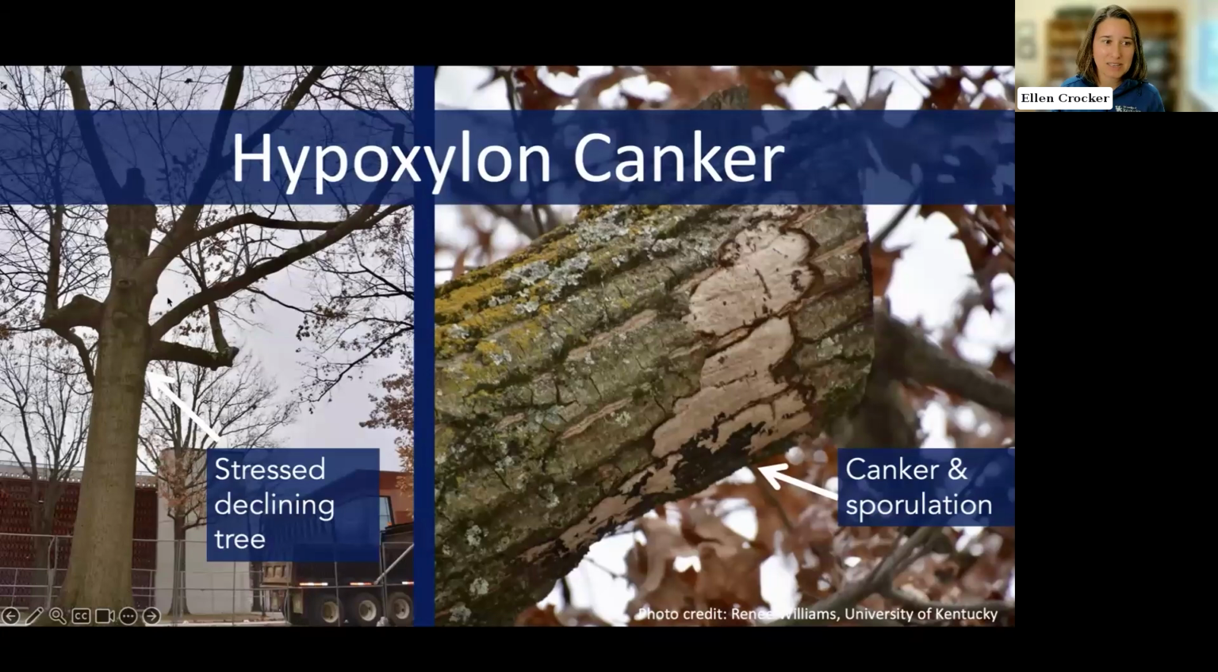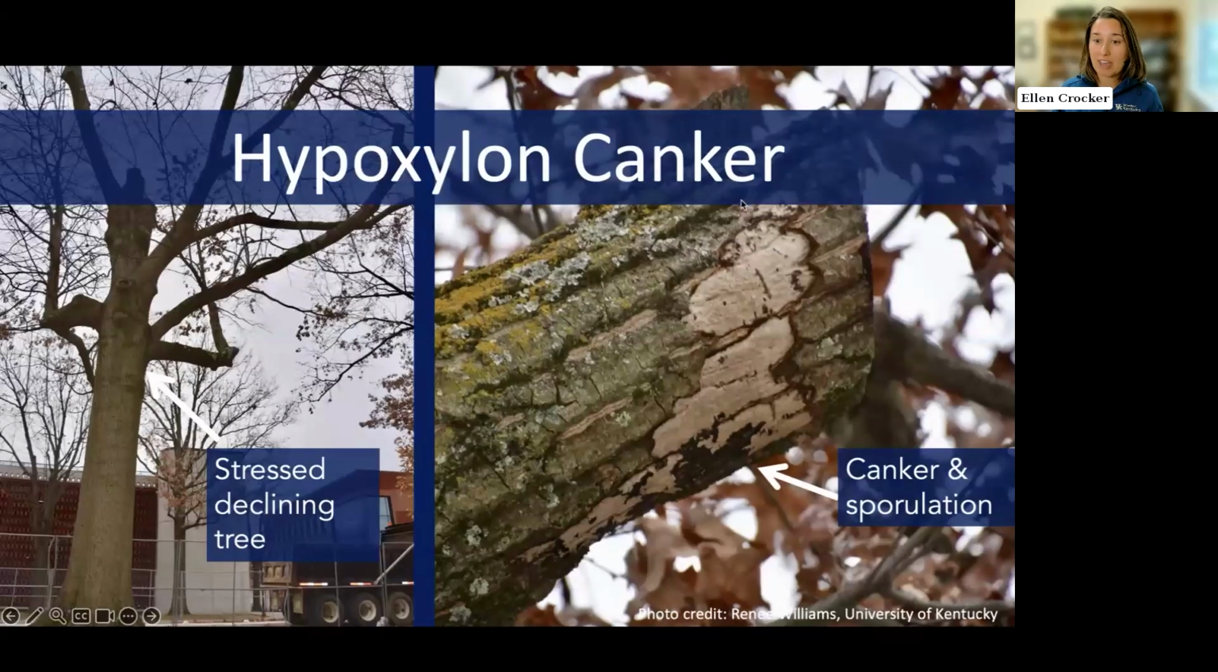And how that's expressing is, if you look up in the canopy, you can see signs that big branches have died over time. And if we look up at one of them, we can see this kind of sunken canker right here, and even some of this black sporulation. That's the hypoxylon canker.